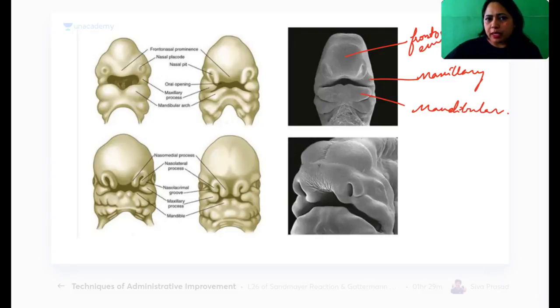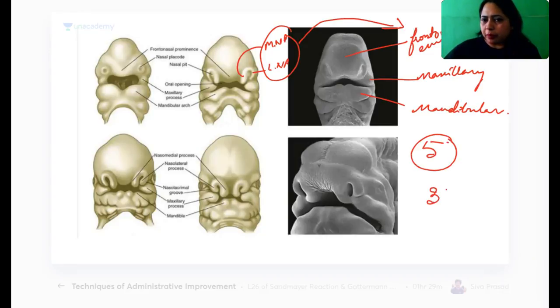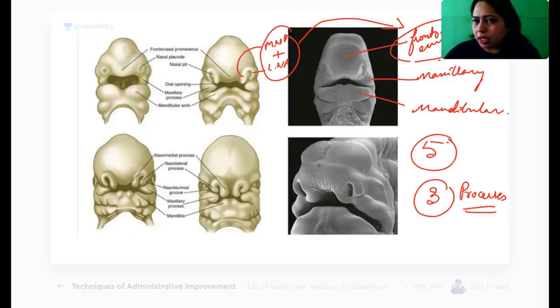Okay, so here you can see the lateral nasal. This is the medial nasal process. Lateral nasal and medial nasal, both of these are actually part of frontonasal. So altogether there are five, but in some books you'll also see them as three processes, because these two processes they will consider to be part of frontonasal. So they will just say it is only three processes.